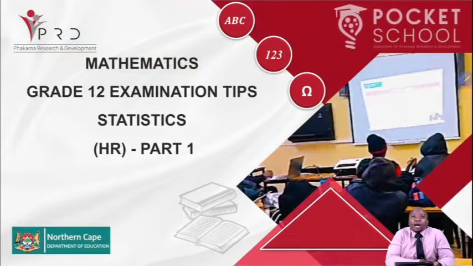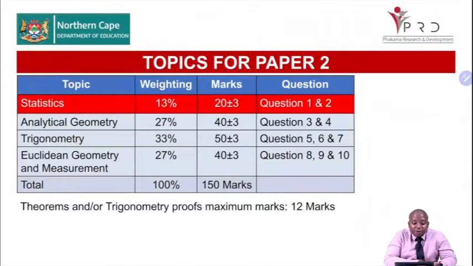Now, grade 12, let us go through our examination tips. These examination tips will assist us by providing effective strategies that we will need when answering questions relating to statistics. Now, grade 12, this is our structure for paper 2. In paper 2, we have 4 topics, and we are going to focus on the first topic that is highlighted there in red, which is statistics.